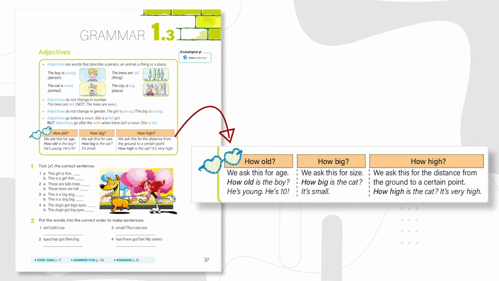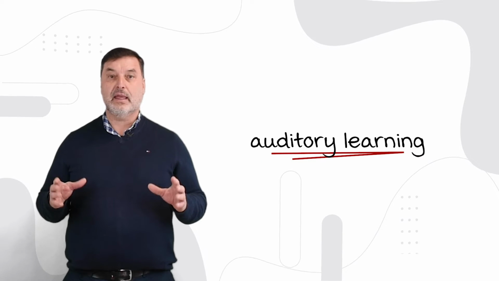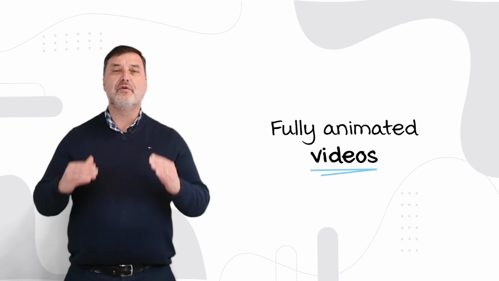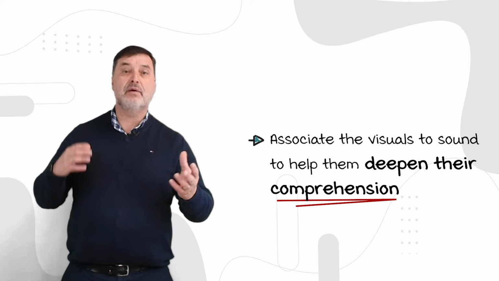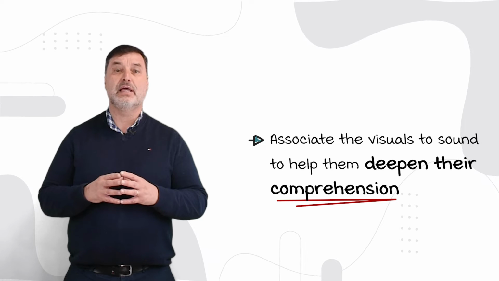With every grammar rule, we have language awareness. Here, graphically, it is important to show the emphasis or the exception to the rule. Now, this can be done with a second pair of eyes or glasses using a graphic icon to alert their attention. Visual learning is deeply associated to auditory learning, and what better way to show the grammar usage than through fully animated videos, where they can associate the visuals to the sound to help them deepen their comprehension and at the same time, contextualization in real-life situations.